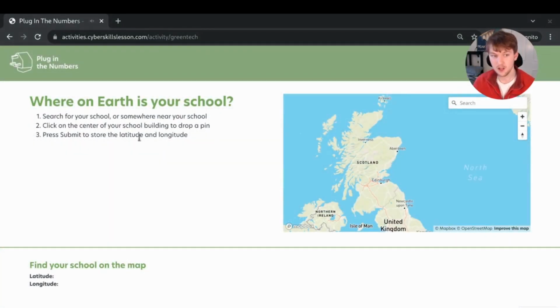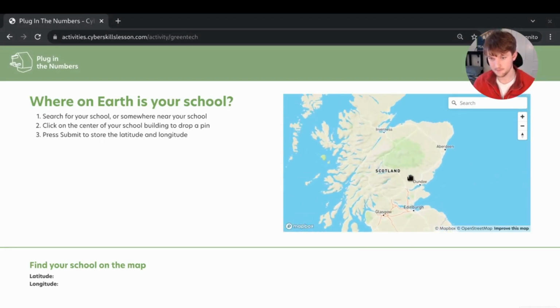Now in this question, we're going to find the school on our map and we're going to drop a pin to select it. This is going to be used for all of the later activities when we're talking about the school's roof area and the amount of sunlight on that school. So it's important we get this right.